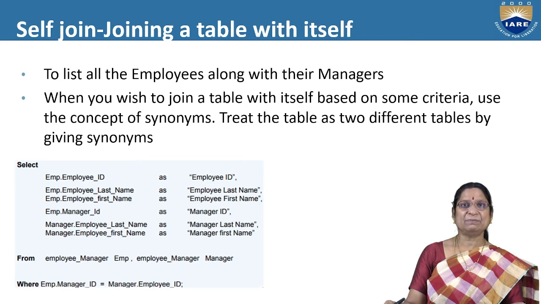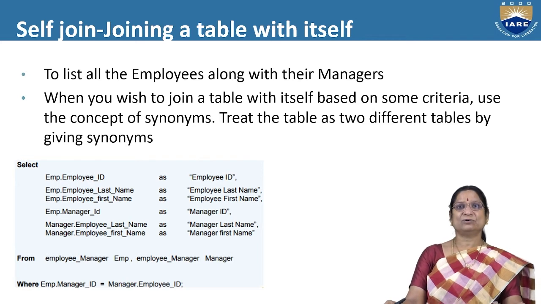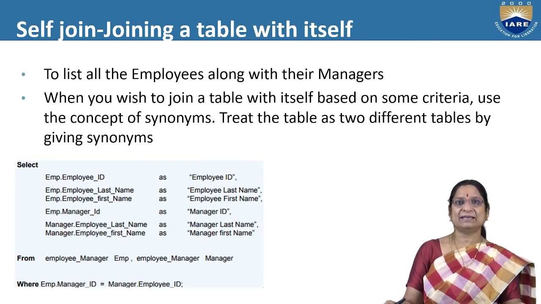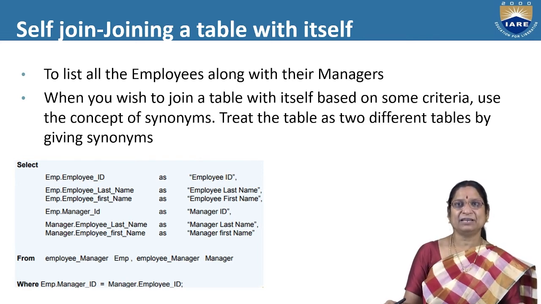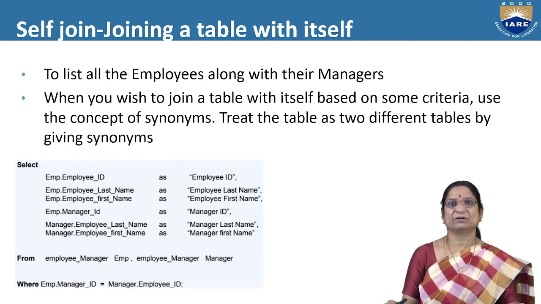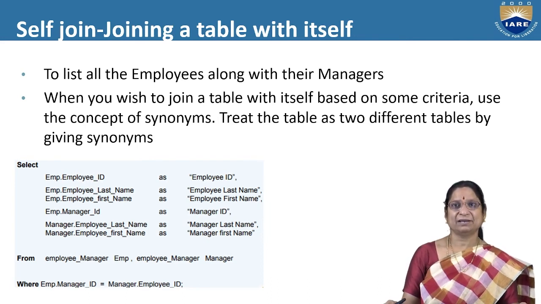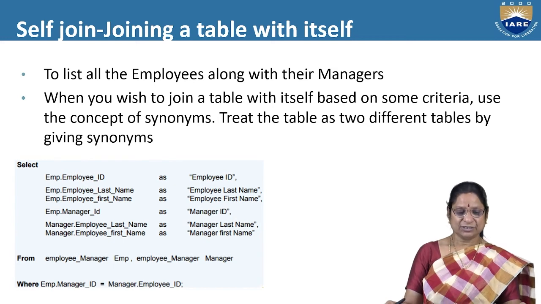So the employee table must be joined with the employee table. I will use EMP as E and EMP as M also. I am treating the employee table as an E table, and I am treating the employee table as an M table, that is the manager table. Then I'll join, considering the employee table as an E table or EMP table, and the manager table as an M table or a manager table. So this is the query.